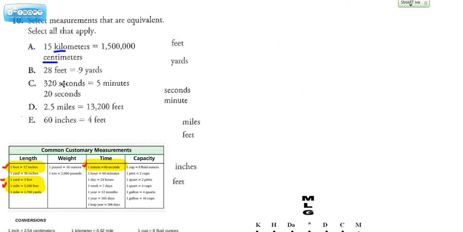Choice B, 28 feet is equal to 9 yards. So we're talking about feet and yards. And whenever we do customary conversion, you do need to set up a proportion. That's probably the best way to determine whether they're equal. Now here they're talking about 28 feet. So since we have feet on the top, let's put the 28 here. And they're talking about 9 being on the bottom. And if we look at our conversion chart, let's look at the feet to yard ratio. So here's the correct ratio, a 3 to 1, right? So 3 feet, 1 yard.